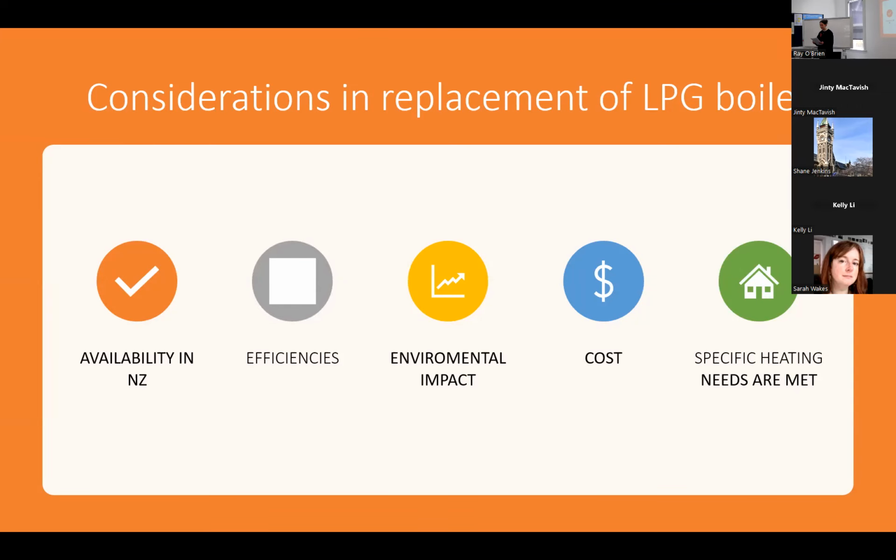When looking at different options to consider, there are many factors that come into making a decision. Firstly, looking at the vendors in New Zealand to see if it is possible to get a product installed, looking at the efficiencies of the new heating source and ensuring they are 100% or greater. We are wanting to replace the boiler with a more efficient option than the current one to reduce the emissions being released.